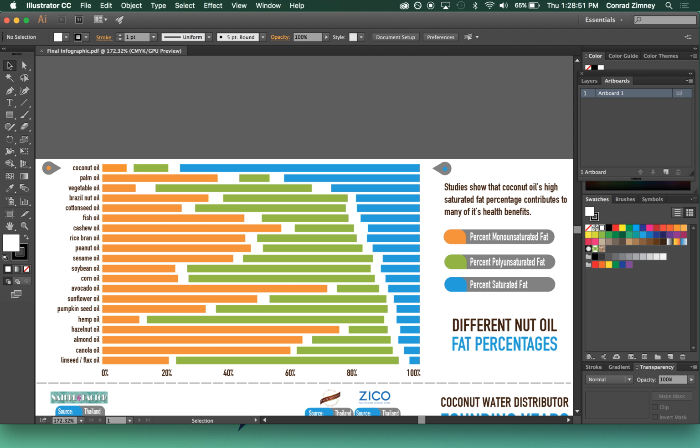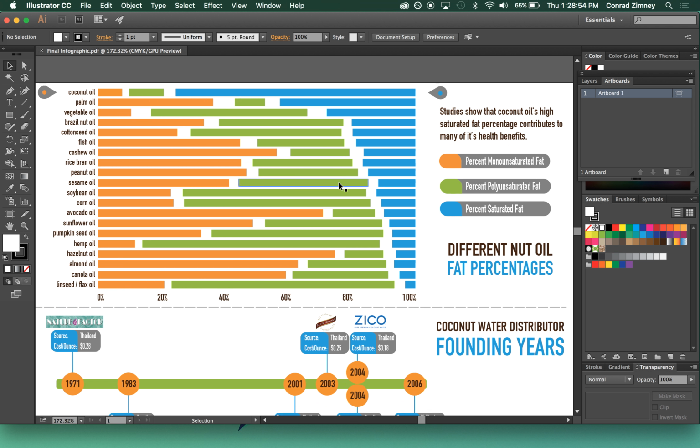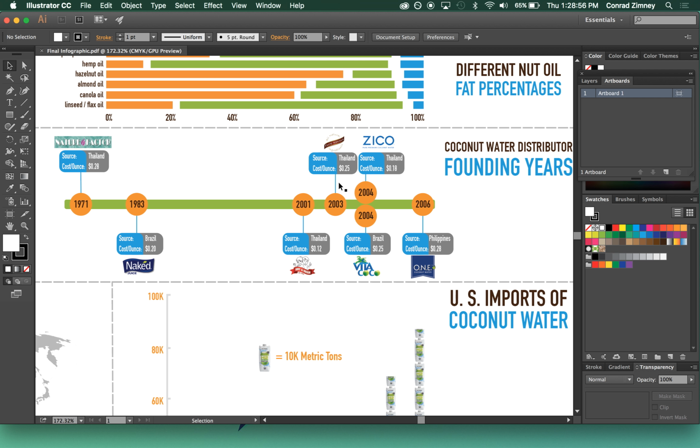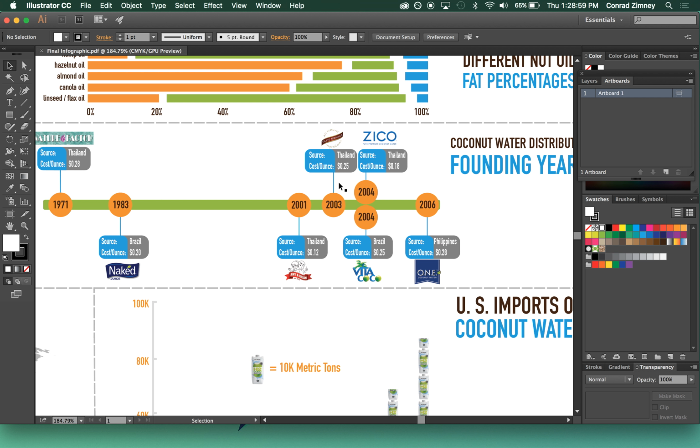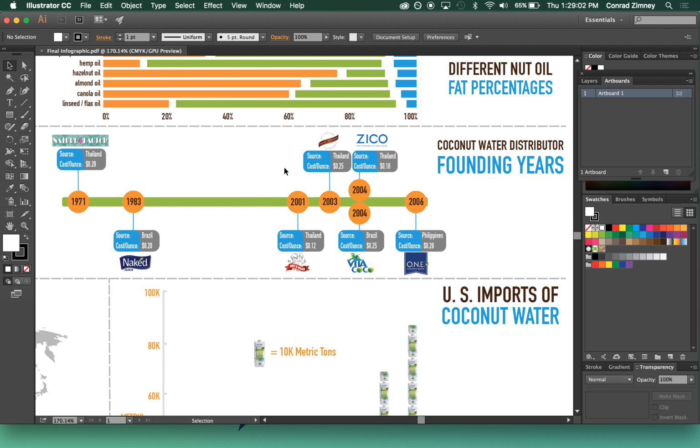Yeah. So that's about it for that display. And then here's my final display in this infographic, my display that exploits the visual potential of time. Here I've created a timeline of coconut water distributors' founding years. Basically, with this display, I'm trying to convey to the viewer how coconut water has been distributed since the 1970s. However, in the past 10 or 15 years, we've seen a lot more growth of coconut water companies and a lot more start to sprout up.